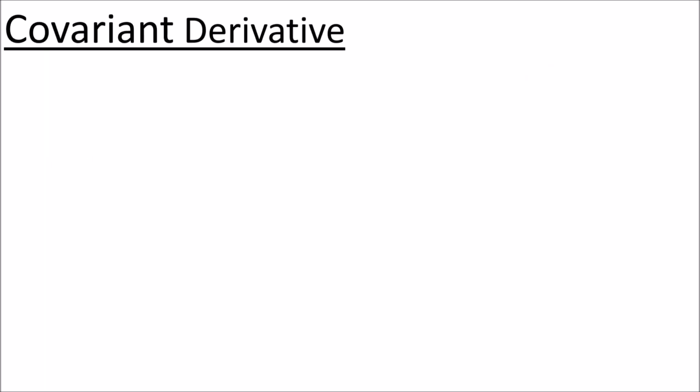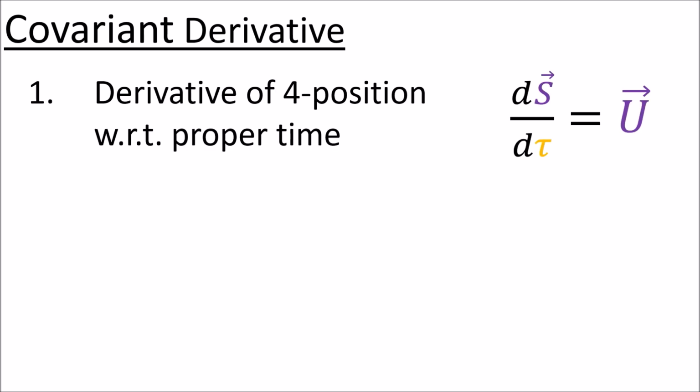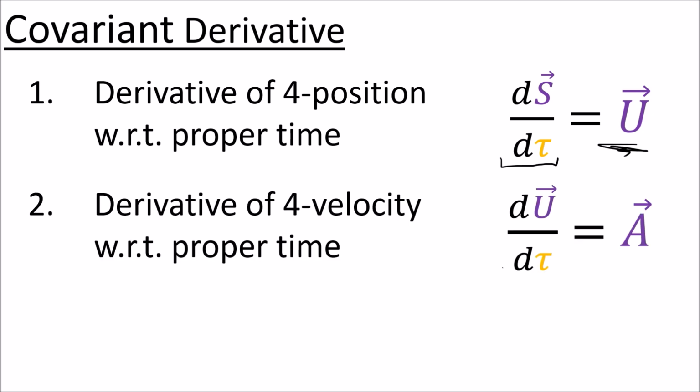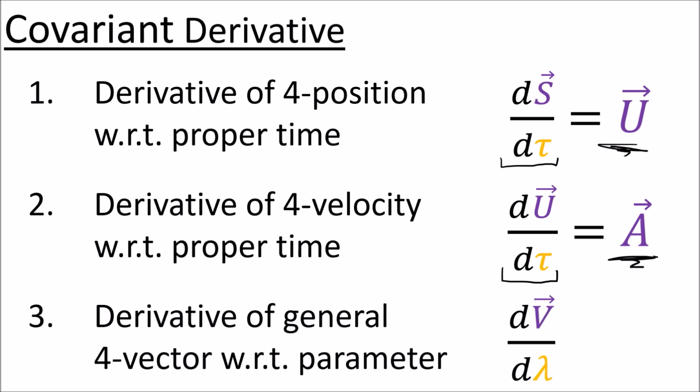We're going to do 3 examples of covariant derivatives in this video. First, in Rindler coordinates, we'll take the derivative of 4 position s with respect to proper time to get the 4 velocity u. Then, again in Rindler coordinates, we'll take the derivative of 4 velocity u with respect to proper time to get the 4 acceleration a. And finally, we'll take the derivative of a generic 4 vector v with respect to a generic path parameter lambda, and we'll do it in a way that works in any coordinate system, not just the Rindler coordinates.